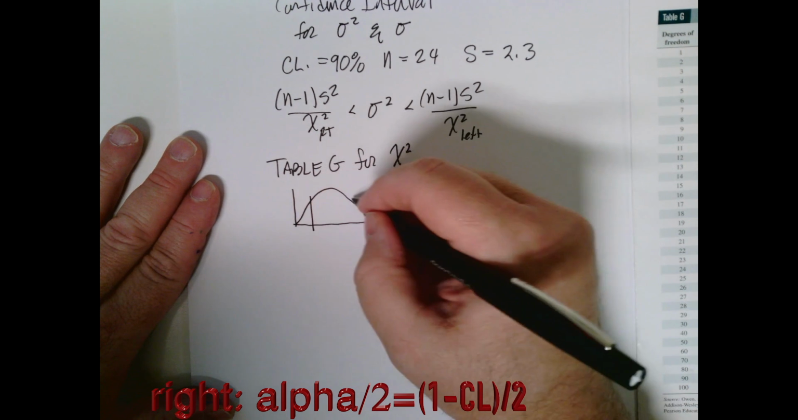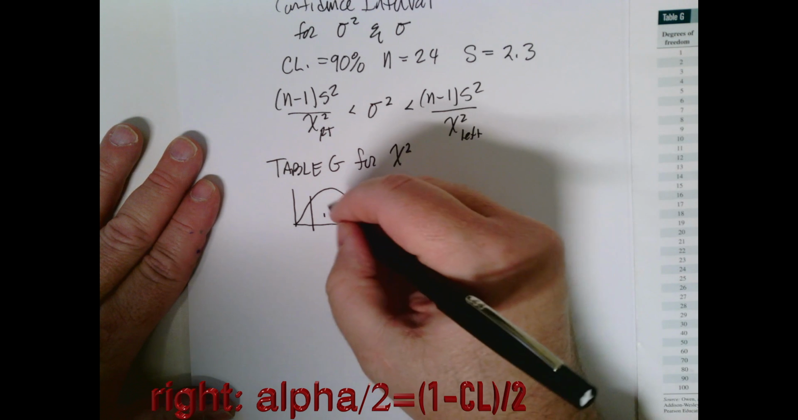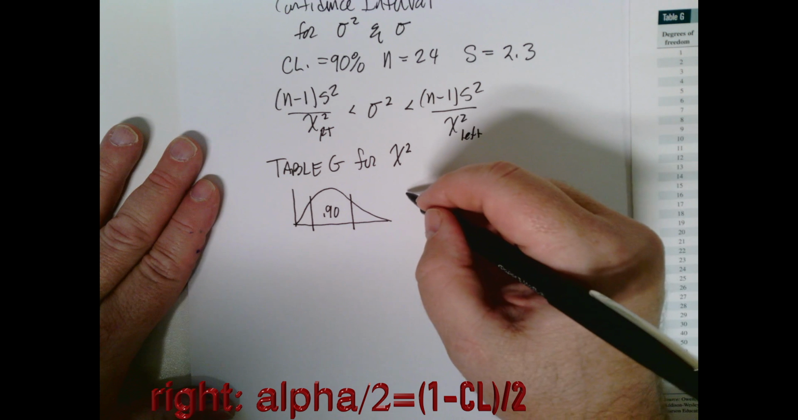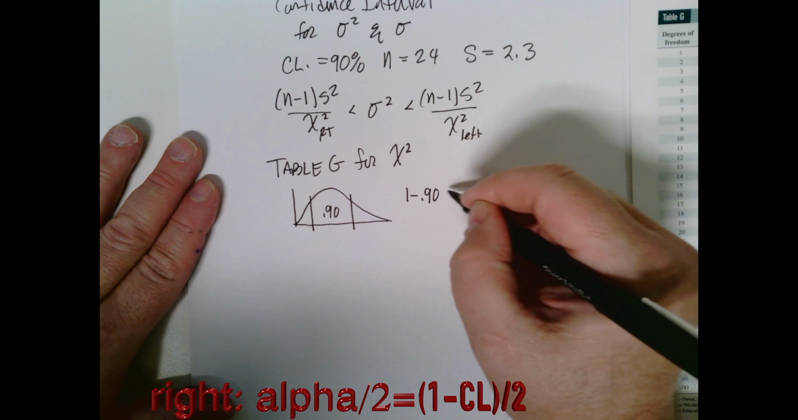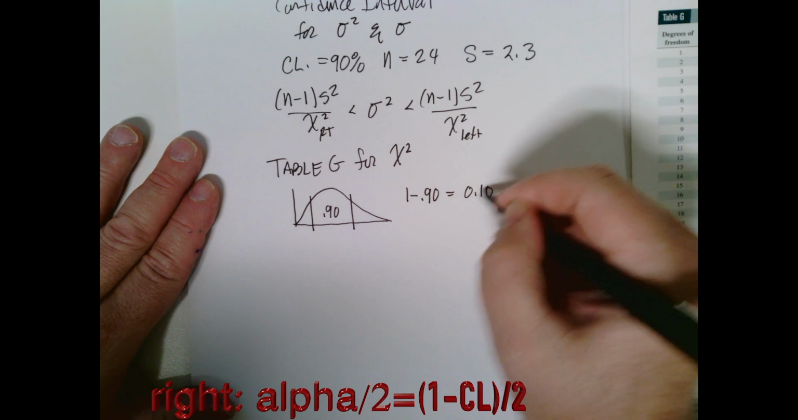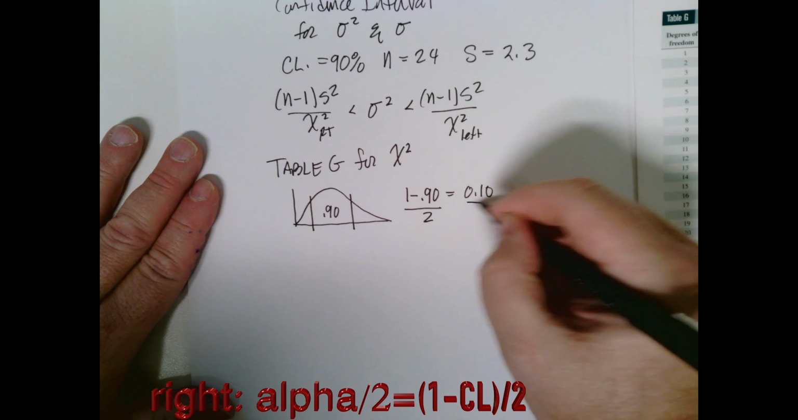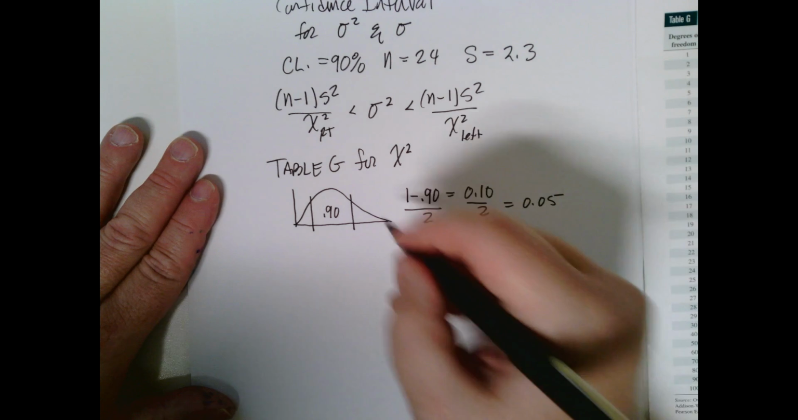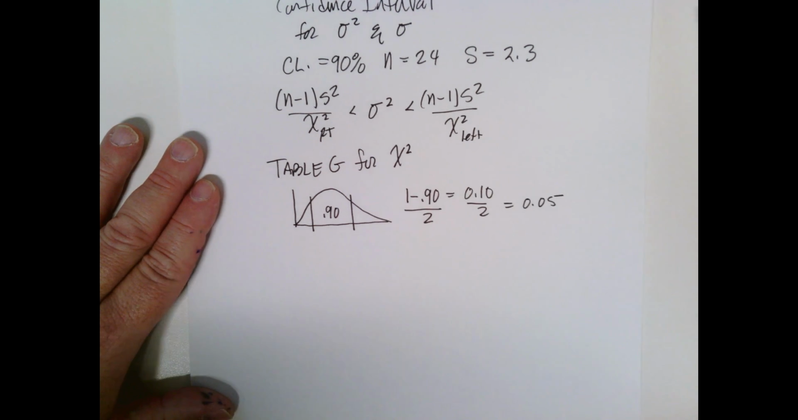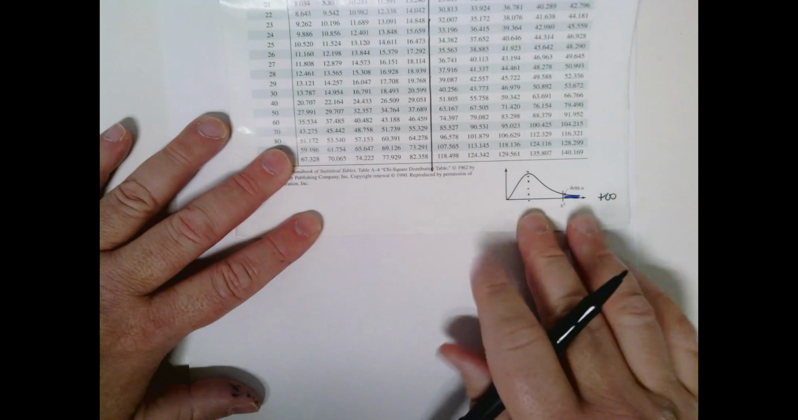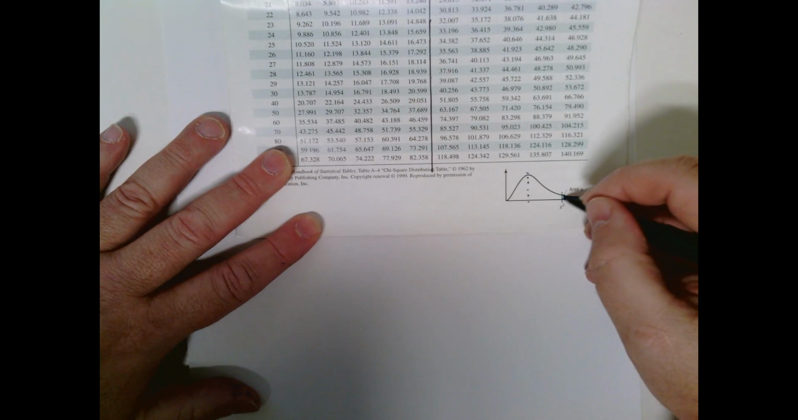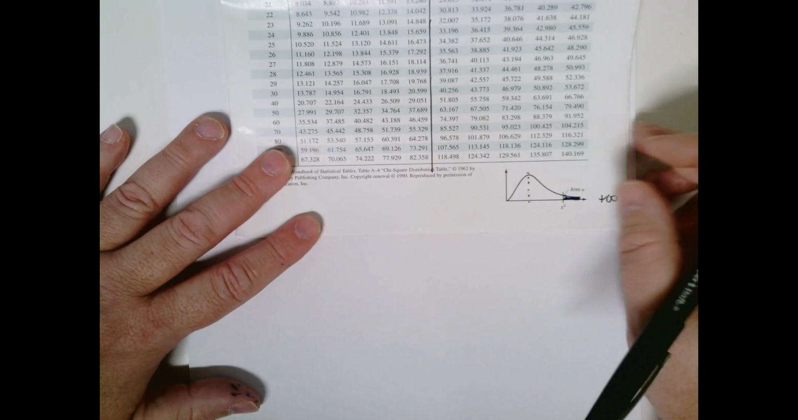Since we're doing a confidence interval, we have our chi-squared curve, and we're going to put 90% of it here. So the other two sides are going to be 1 minus 90%, which is 10%, but because there are two tails, we divide it by 2 and get 0.05. Because of the way this picture is drawn, this side, colored darker, is the 0.05.